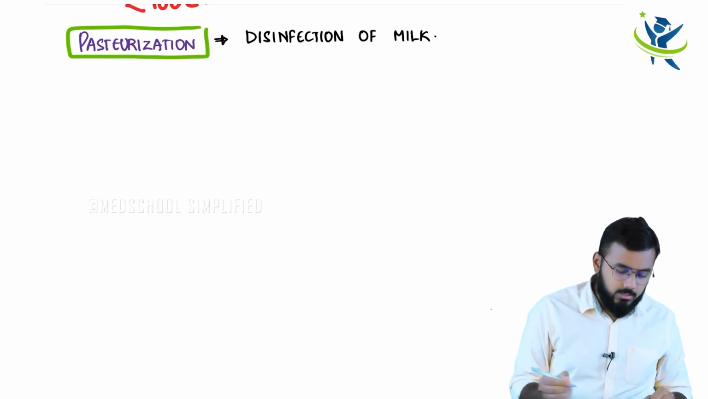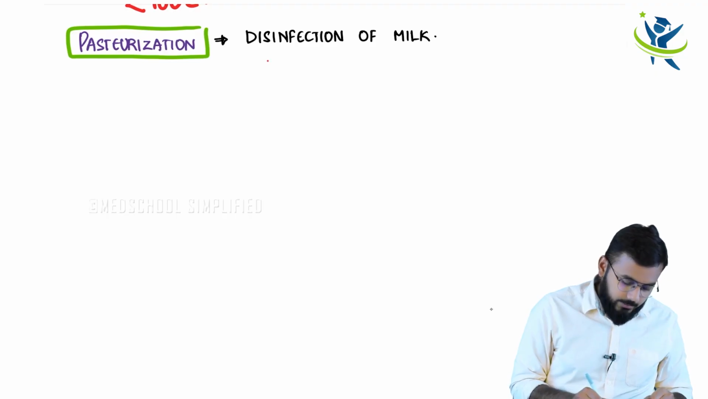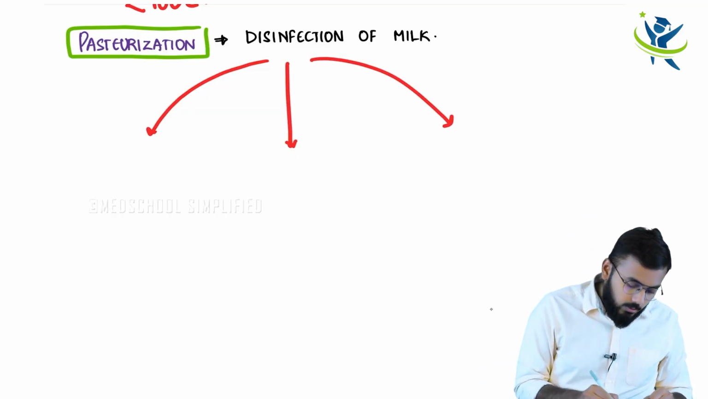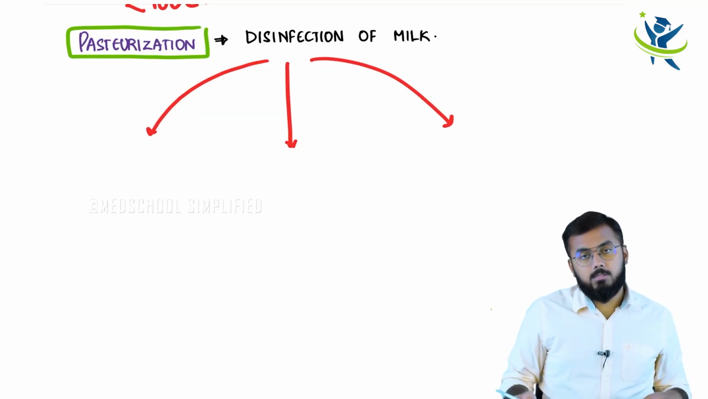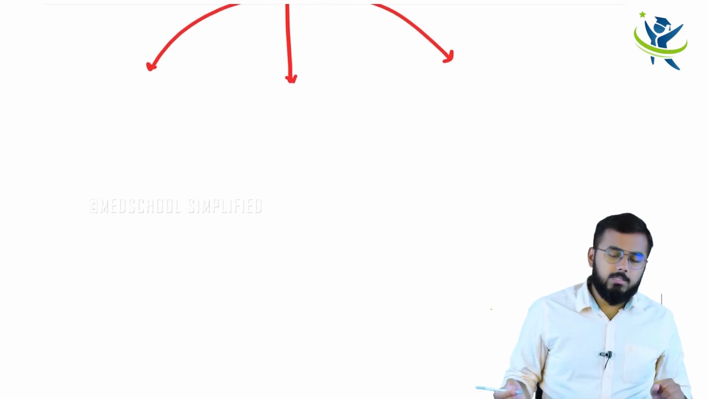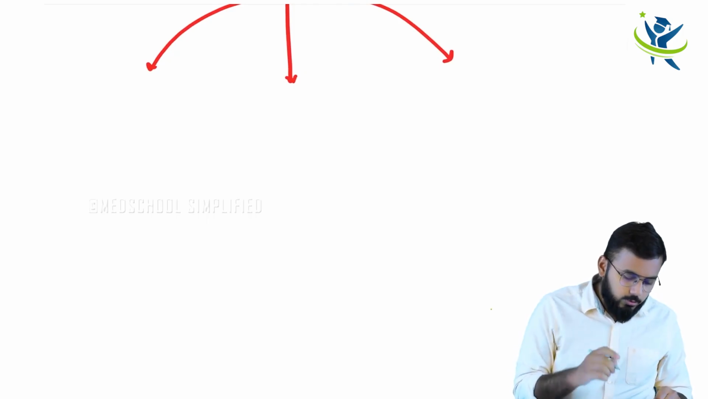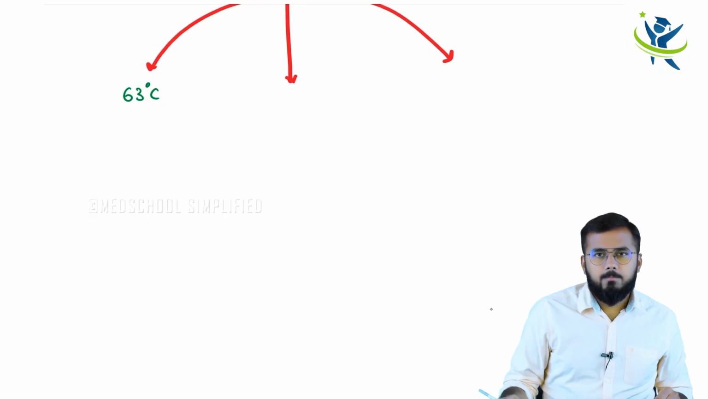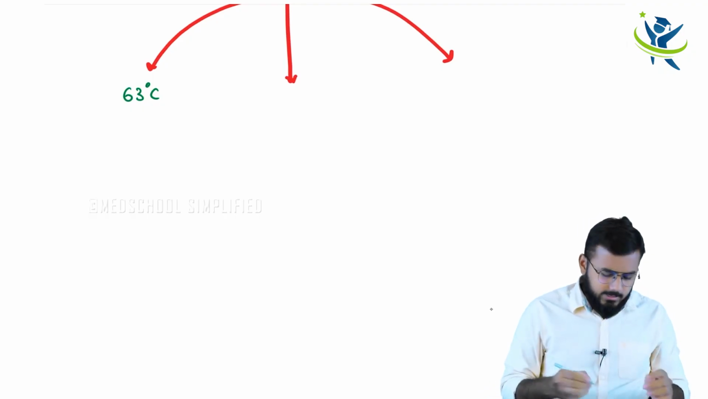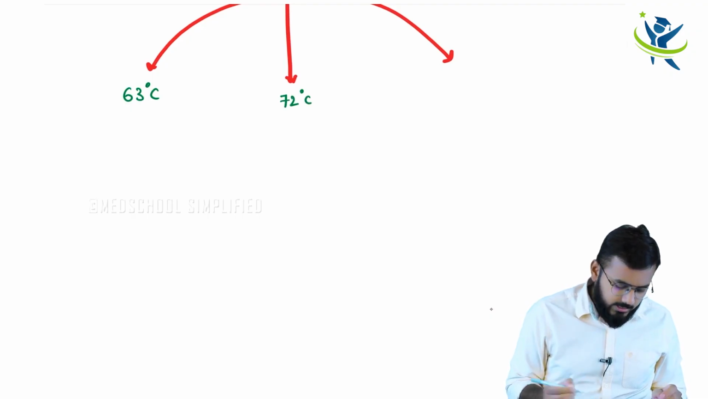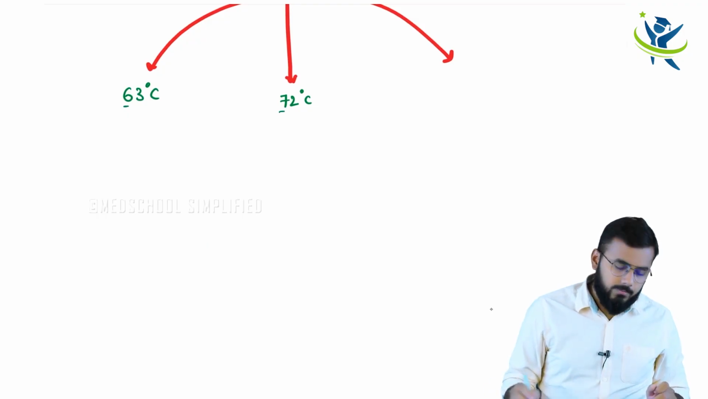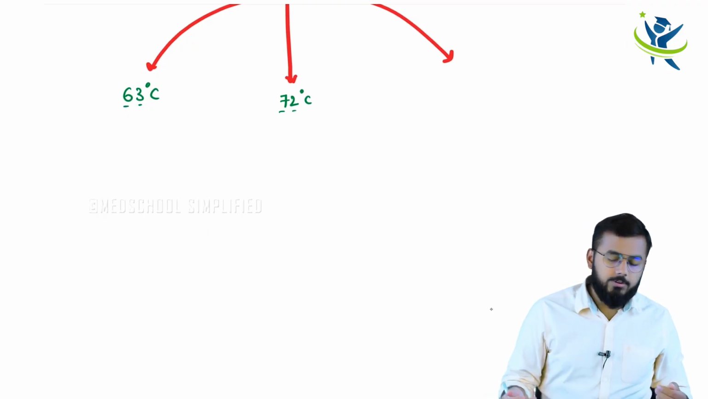Now in this pasteurization, you basically use 3 different temperatures. There are 3 ways you can heat it. In the first way you use a temperature of about 63 degrees centigrade, and in the second way you slightly increase it to 72 degrees centigrade. So how do you remember? After 6 what comes? 7. Next, 3 minus 1 is 2. So 63 degrees and 72 degrees.